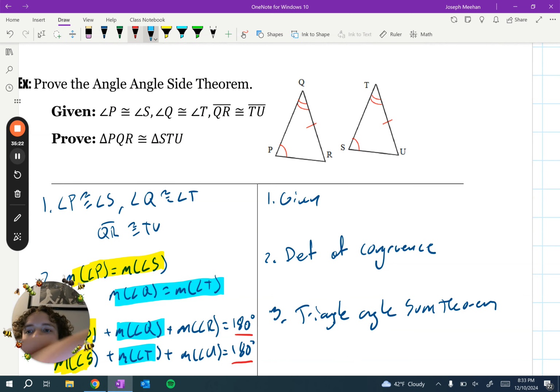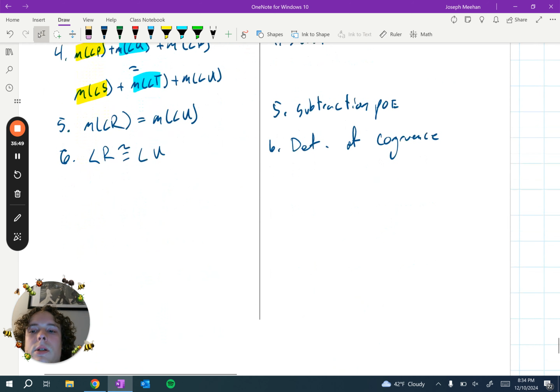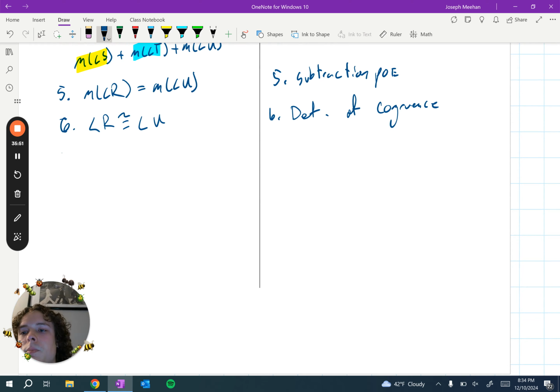And what I want to look at now, I just want to make note that I said that angle R is congruent to angle U. And look, when I made note of that, I saw that side QR is congruent to TU. And then angle Q is congruent to angle T. So, kind of just out of the blue, now these triangles are congruent because of angle side angle. And is that what we were trying to do? Yes, it is. So angle side angle is going to be our last step.